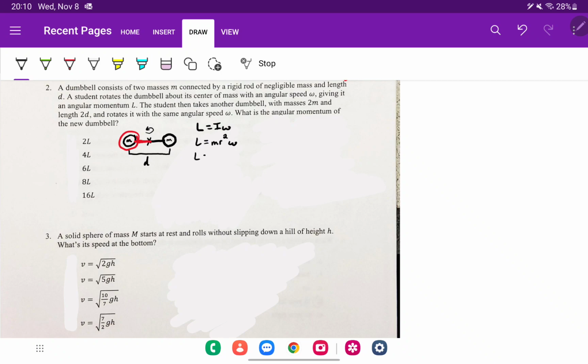So we can plug that in. We can say m, I'm going to call this d over 2, because we're splitting it in half, and that whole quantity is squared, because it's r squared omega. Okay? So I'm going to leave it like that for now.